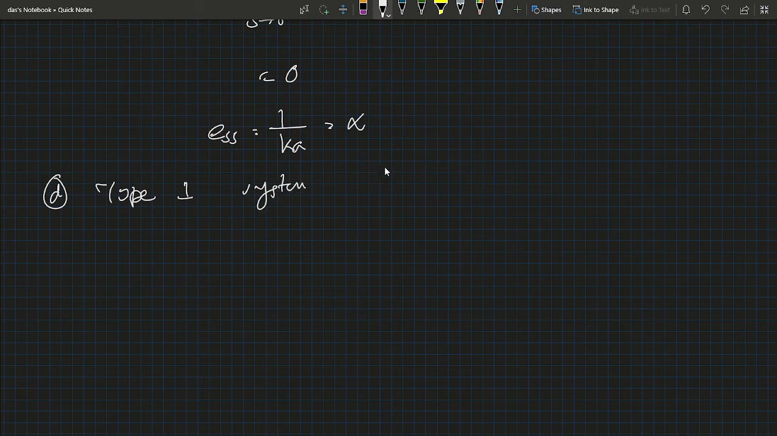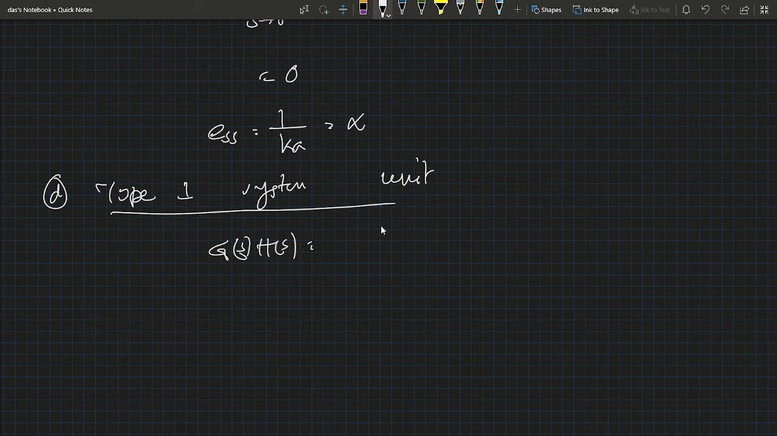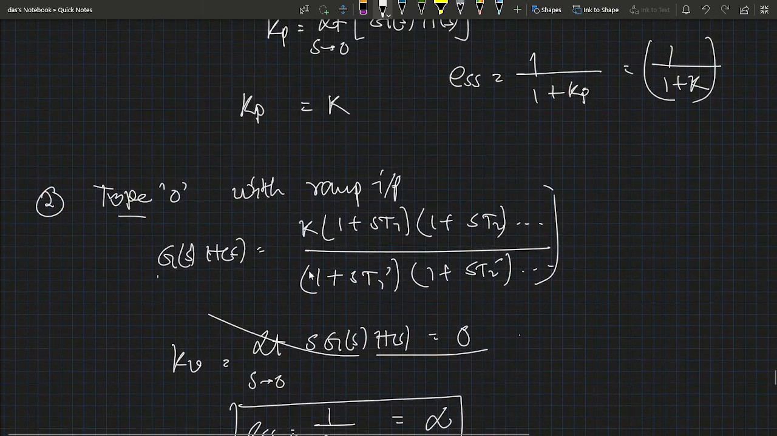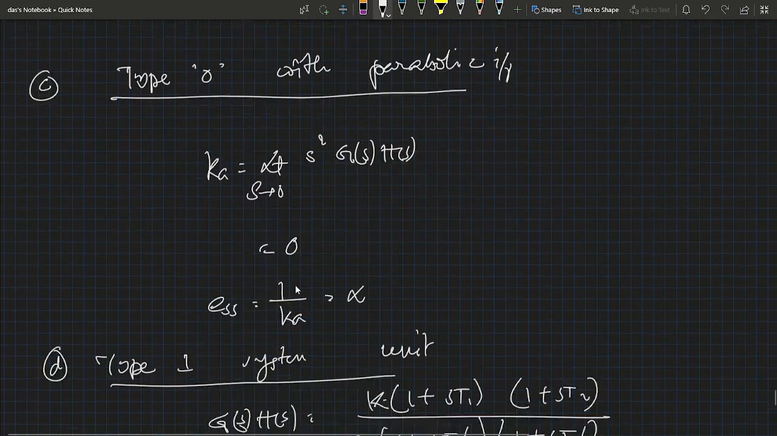Okay, with unit step, again for unit step, one change is coming here. For a type 1 system, we already know that one pole exists. That means the only change is that G(s)H(s) is equal to K(1 + sT1)(1 + sT2) divided by s(1 + sT1')(1 + sT2'), but here one pole exists. See that in a normal type 0 there is no pole, but here there is one pole.